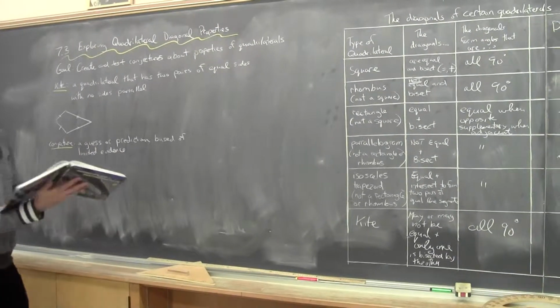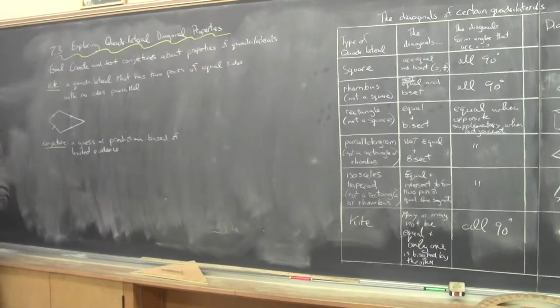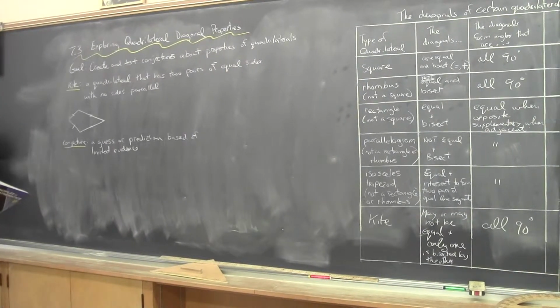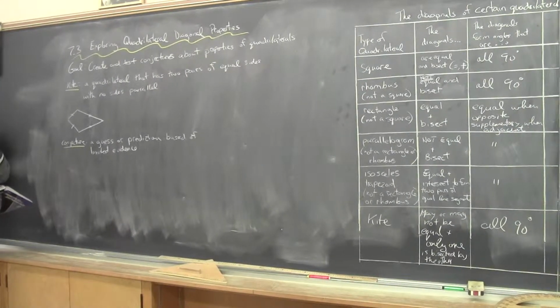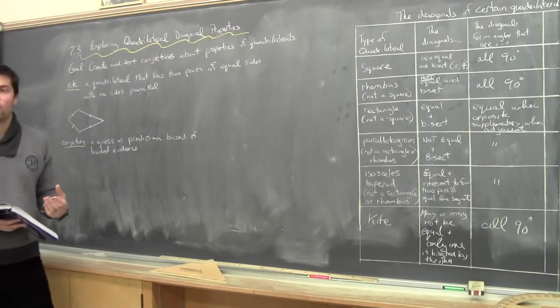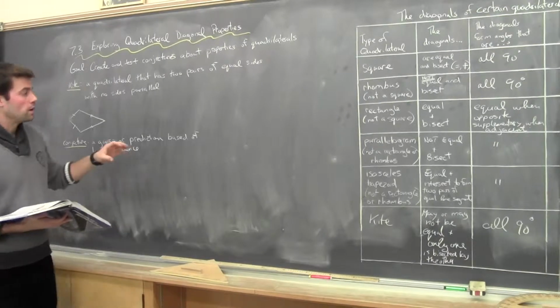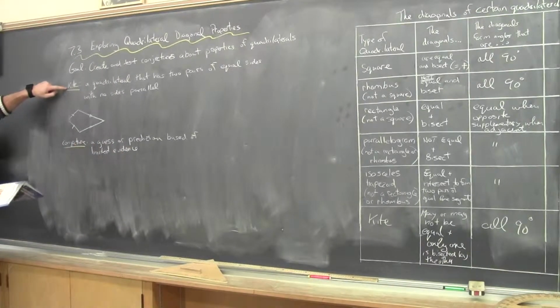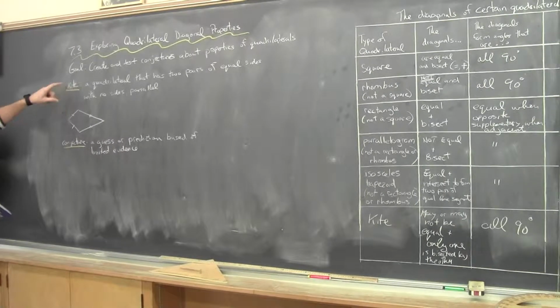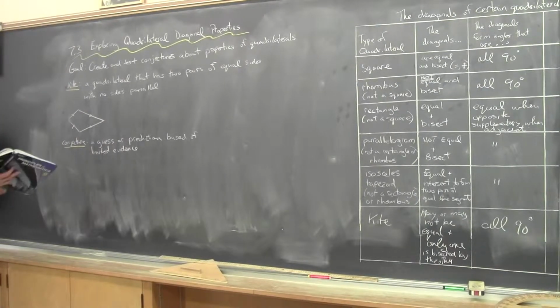Okay, this is 7.3 in your textbook, page 399. We're looking to create and test conjectures about properties of quadrilaterals. So we're basically looking at a whole bunch of different shapes. Quadrilaterals, again, being shapes. We're looking particularly at the kite for the first time. So we're going to create and test conjectures about properties of quadrilaterals.